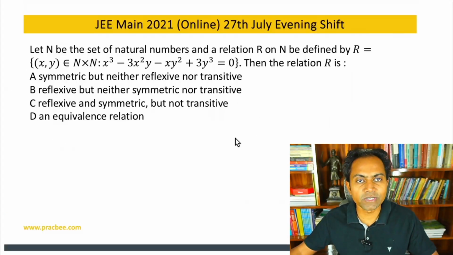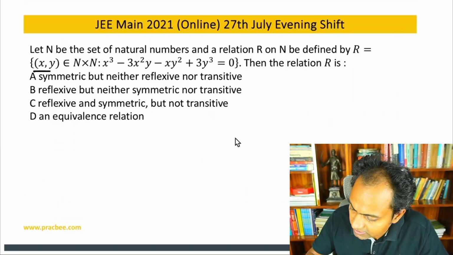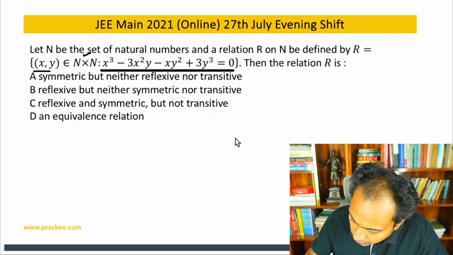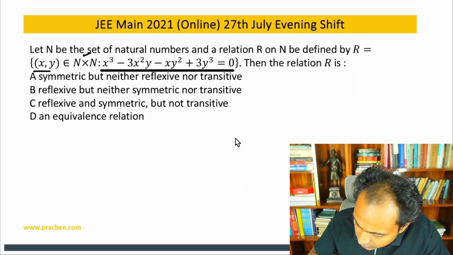Now let us look into this next 2021 question. The question says that x and y are two such elements that satisfy this relation over natural numbers. Now this is also important, what is given to us. Now if I write this relation, let us see what is given to us.